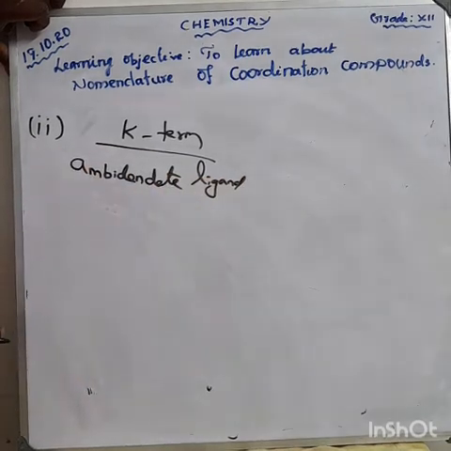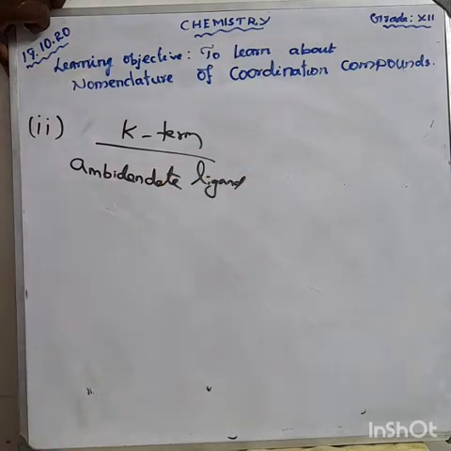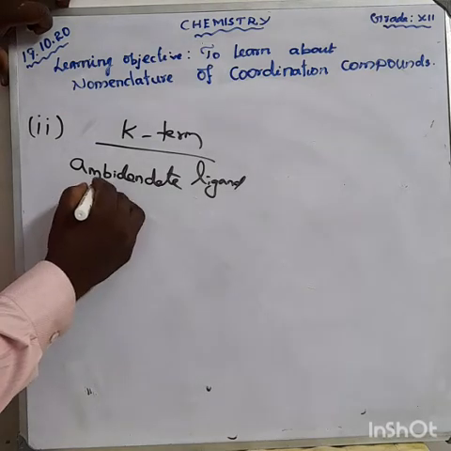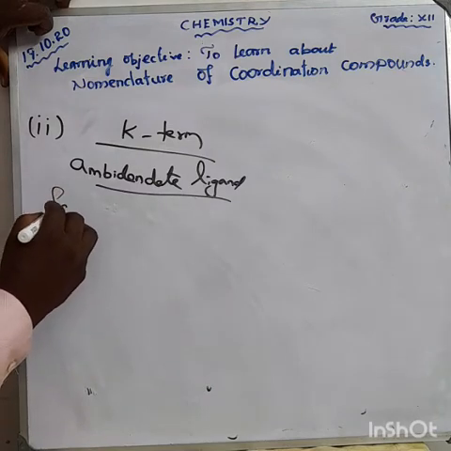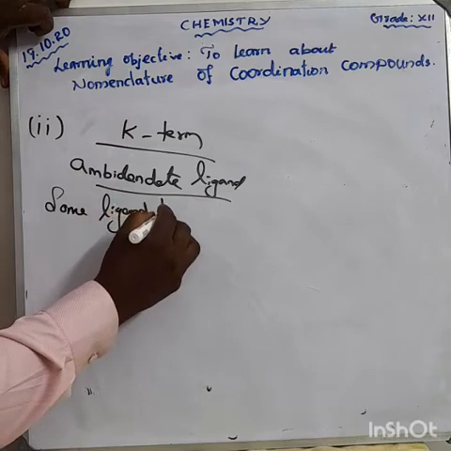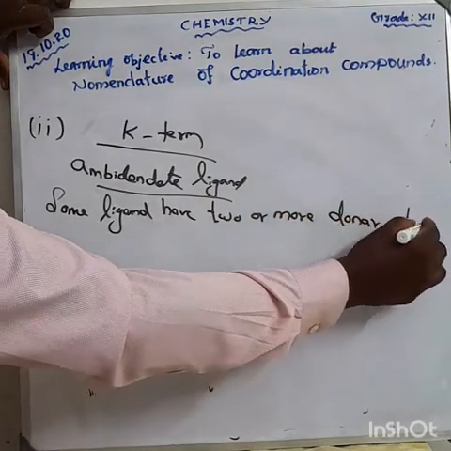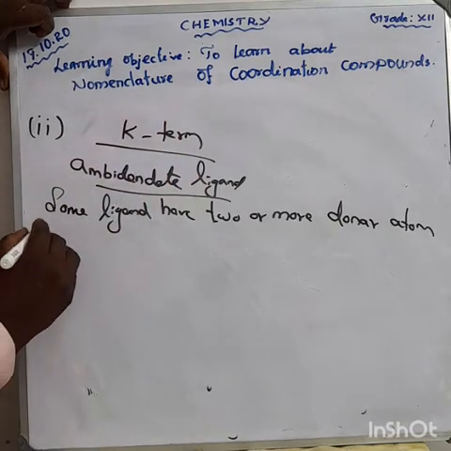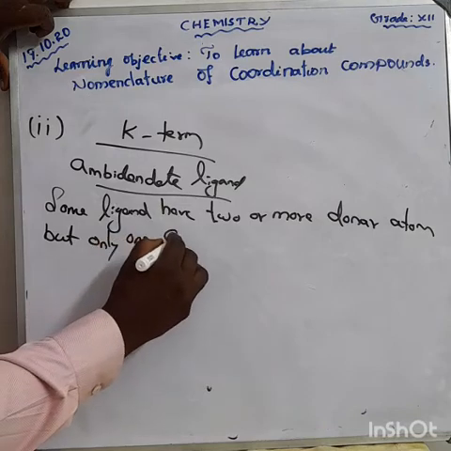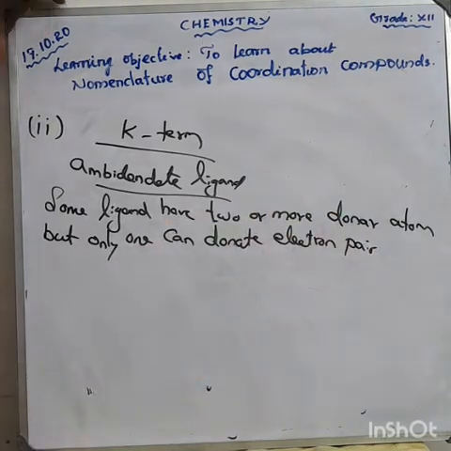What is an ambidentate ligand? It is a ligand in which more than one coordination mode is possible. Some ligands have two or more donor atoms, but only one can donate its electron pair at a time. Please note down this definition of an ambidentate ligand.